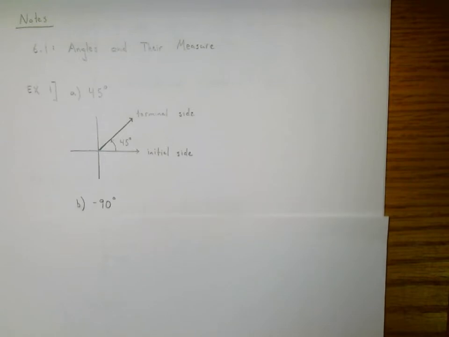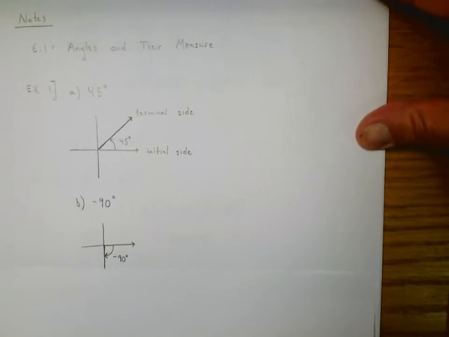Objective 1b asks for a negative 90-degree angle. If we want a negative angle measure, we need to make sure that our revolution goes clockwise. So, vertex at the origin, initial side on the positive x-axis, 90 degrees of clockwise rotation to get our terminal side. Go ahead and pause the video and get these two pictures into your notes. Alright, coming back.